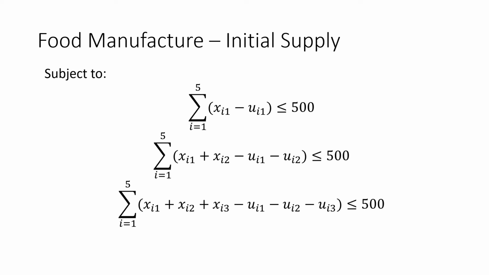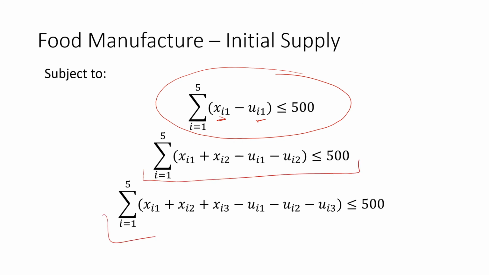Subject to, well, here is something that says that the total amount that we have in the first month has to be no more than 500. The amount purchased minus the amount used is no more than 500. Because we have 1,000 tons of storage, but we started with 500 tons of it already being used. So we only can add another 500 to it. Similarly for the second month and the third month. When you go back to the equations for the storage that you use each month, you'll see that these are the equations that you get.